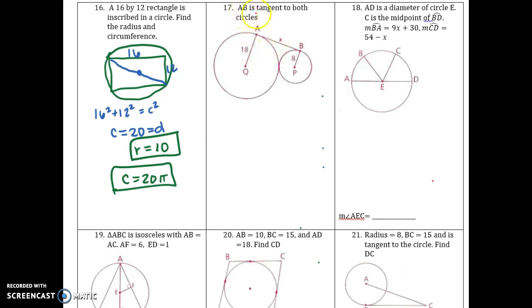We've done a couple problems like this too. AB is tangent to both circles, which means you have a right angle there and a right angle there. So next, we need to figure out what x is. And whenever we do these, we want to try to make a rectangle. Because we have two right angles here, we can have two right angles there.